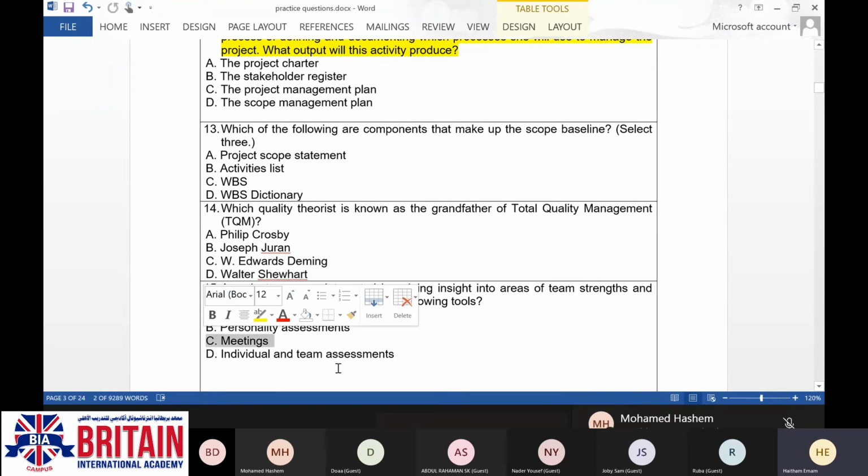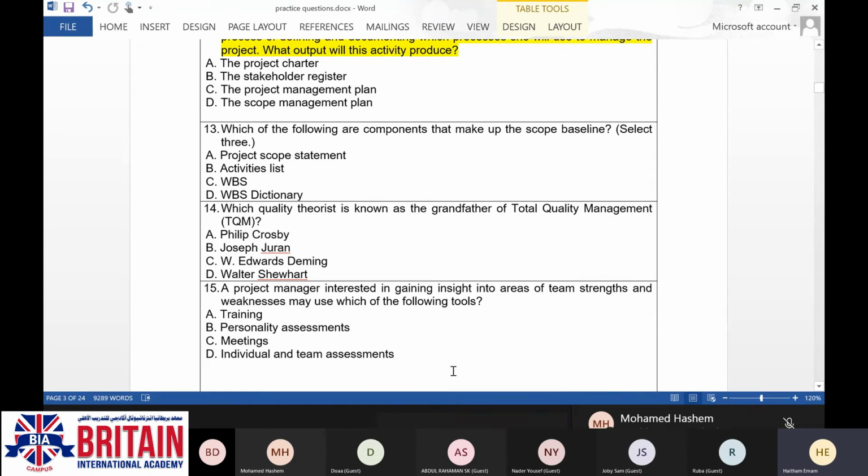Meetings with whom? Maybe he's going to hold a team meeting, but what is the objective of this meeting? Personality assessment on the individual level or what? But when it comes to the individual and team assessment, here he's going to assess on the personal level and the team level: how the team responds to each other, how they are cooperating, and whether they are able to deliver the required task or not.